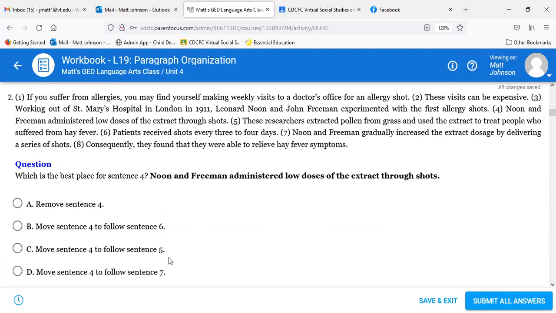Number 2, which is the best place for sentence 4? Noon and Freeman administered low dose of the extract through shots. A. Remove sentence 4. B. Move sentence 4 to follow sentence 6. C. Move sentence 4 to follow sentence 5. D. Move sentence 4 to follow sentence 7.